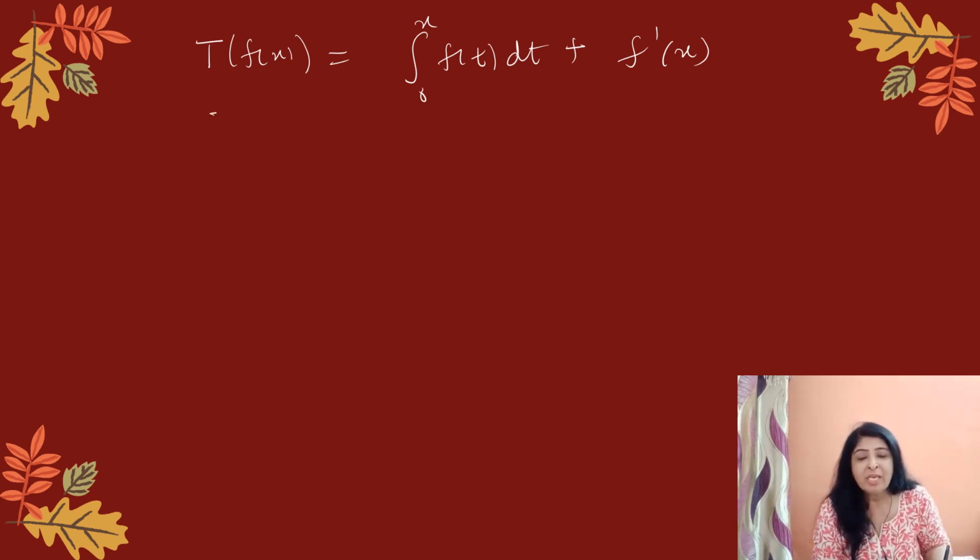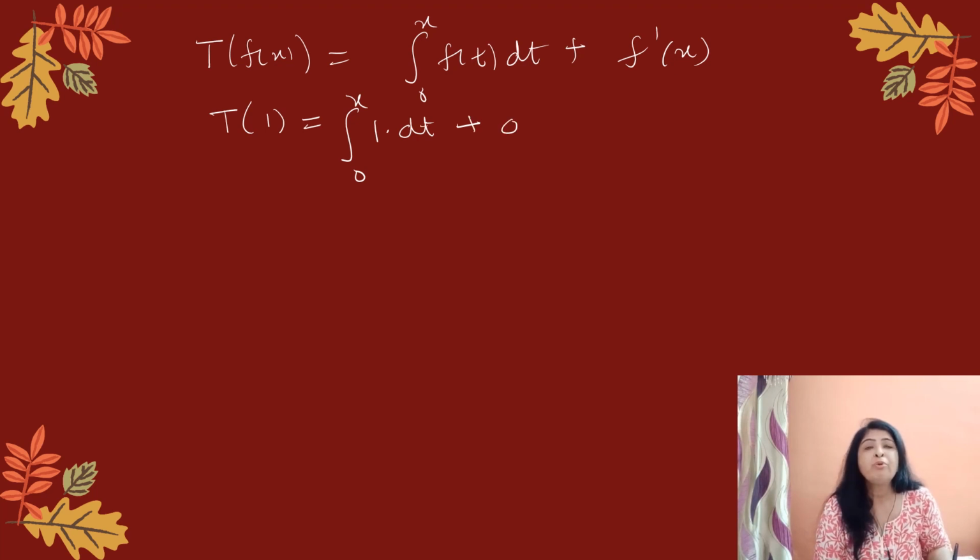So let us take f(x) as 1. What does it become? Integration 0 to x of 1 dt, and the derivative of 1 is 0. So it will give t, and when you substitute the limits you will get x. So T of 1 is x.